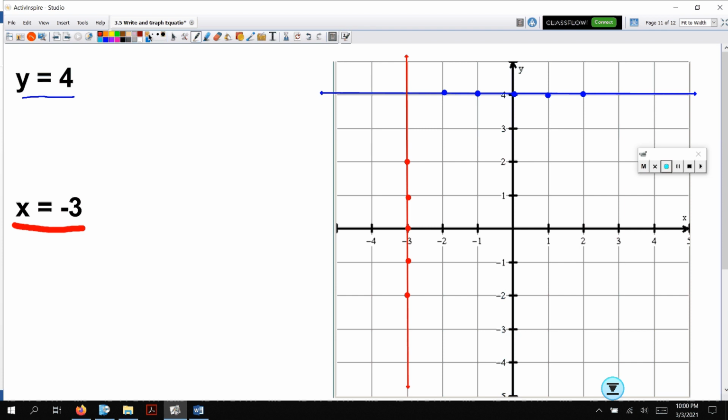Ooh, I guess my pen is in large mode. All right, remember vertical, horizontal lines. Y lines are horizontal, they intersect the y-axis. X lines are vertical and intersect the x-axis.